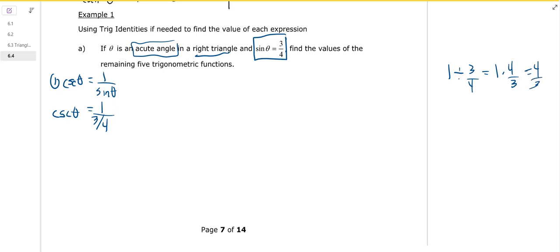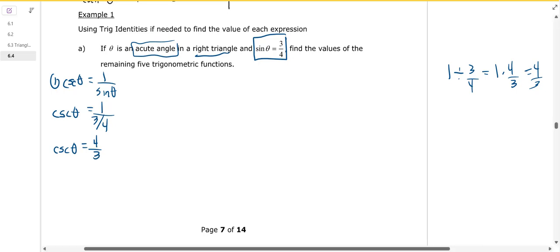Just nice to know that the cosecant is the reciprocal of the sine. So we get the cosecant will be 4/3. And I'll highlight these things as I get my answers. So that's the first trig function we have there. Okay. Now we move to the next thing.